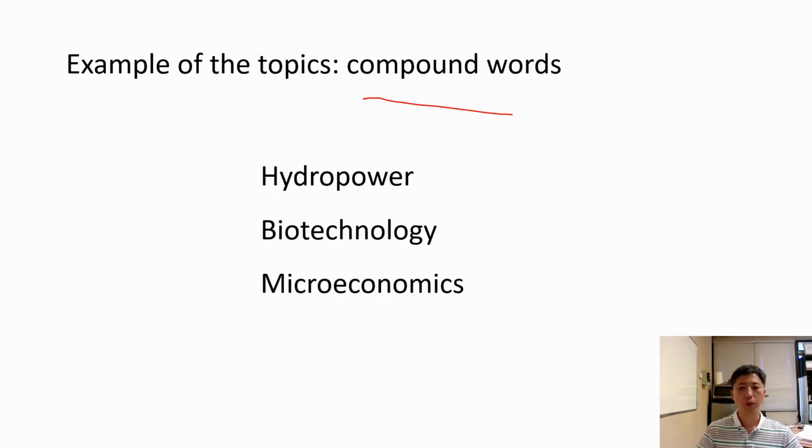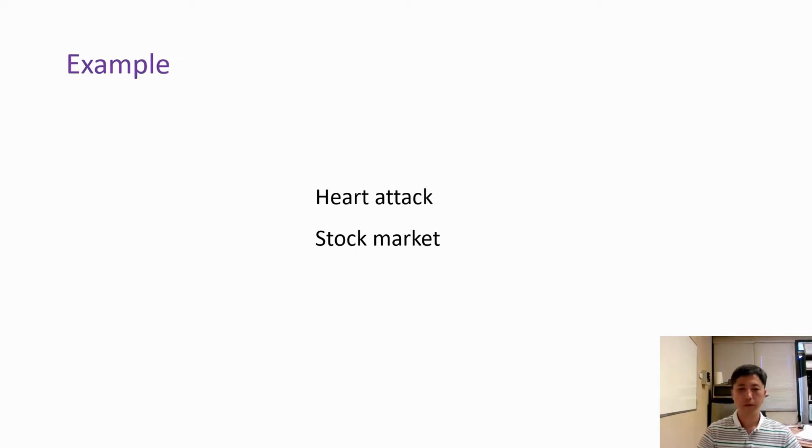And compounding words, you have to break it down. Hydropower, this is something, the two different words, biotechnology, microeconomics. So you have to break them. So hydro, water, power, separate, and later on you will see how to merge them.